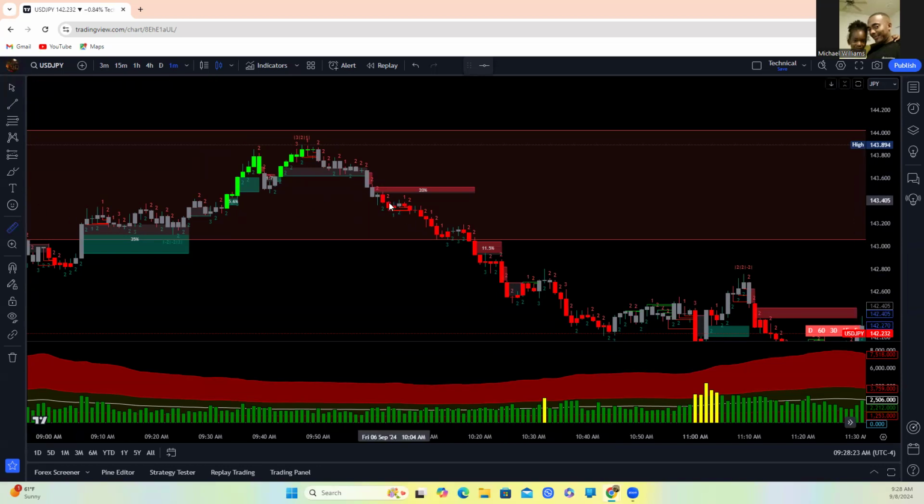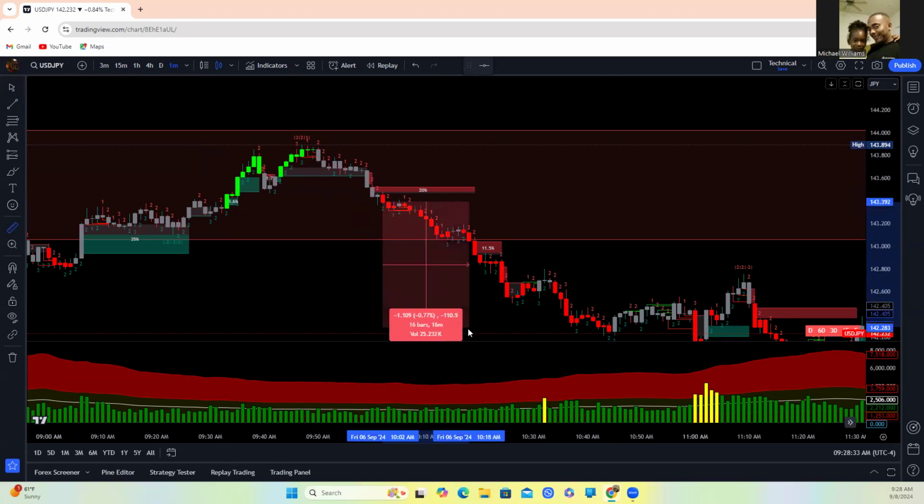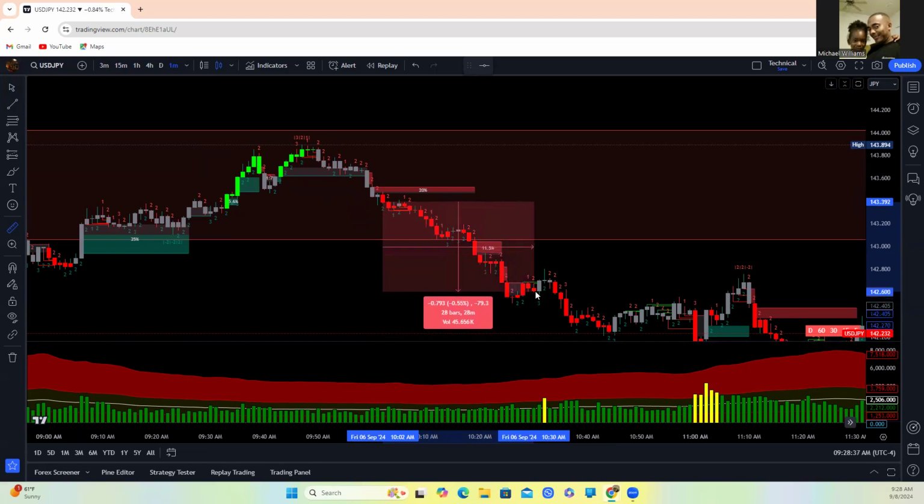Let's see how many pips this was from the time we got the red candle right there at 10:02. Let's say we got in the market right there, right? We didn't get a lot of pullback. We didn't get a lot of drawdown. Look at that. I'm going to go till we went neutral, in that candle right there. A 78 pip move before it even went neutral.